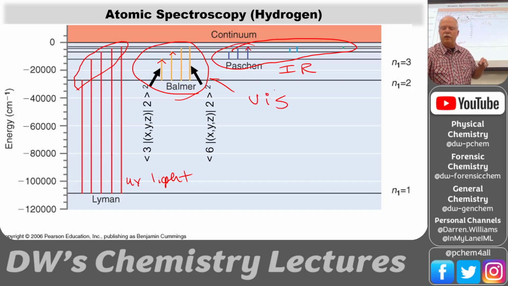Now, if we're doing emission, which again, if we have this in an electric discharge, we're probably doing emission because the atoms are being excited. And then as the electrons come back to the proton, they hop down through those energy levels and they emit photons as they go down.